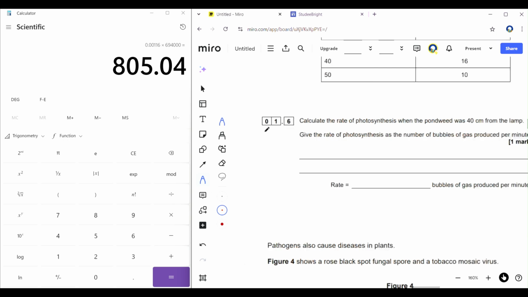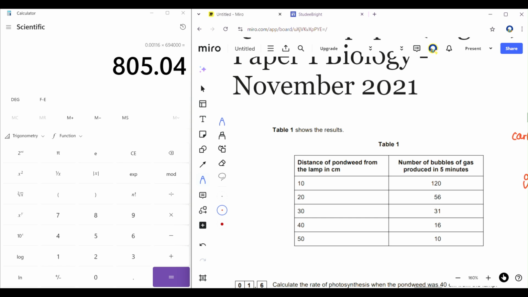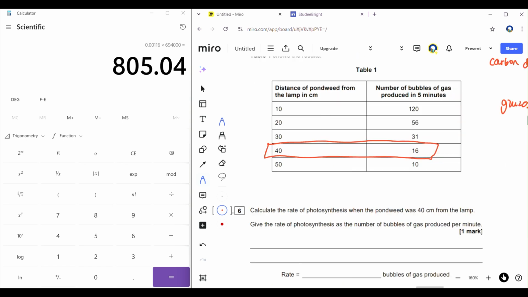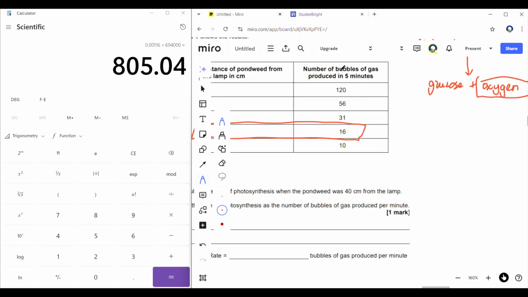So calculate the rate of photosynthesis when the pondweed was 40 centimeters from the lamp. So we are simply looking at this line here and nothing else. Give the rate of photosynthesis as the number of bubbles of gas produced per minute. So per minute. This is in 5 minutes if you have a look on here. Number of bubbles of gas produced in 5 minutes.